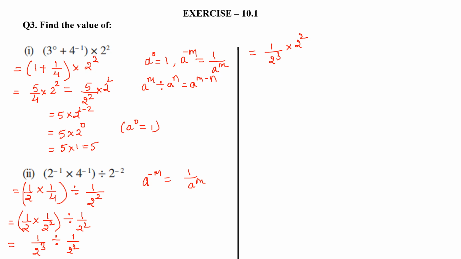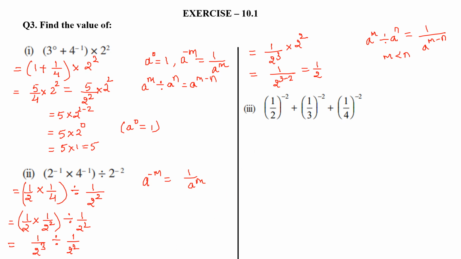Now next we have one more law. If a to the power m is divided by a to the power n, it will be 1 by a to the power n minus m if the power in the numerator is smaller than the power in the denominator. So from here I will write 1 by 2 to the power 3 minus 2. So this will give my answer as 1 by 2, because you see in the numerator the power is 2 here, and in the denominator power is 3. So 2 is smaller than 3. So I am going to use the law 1 by a to the power n minus m.